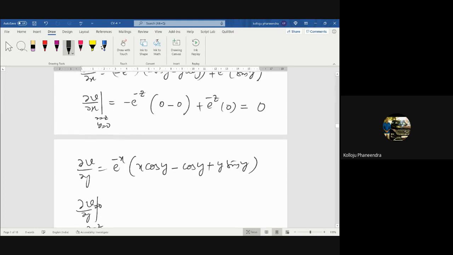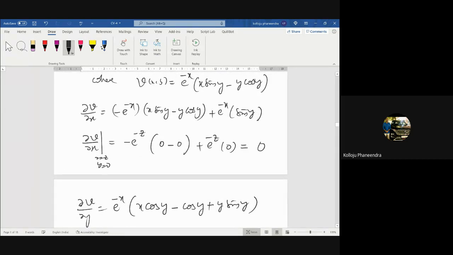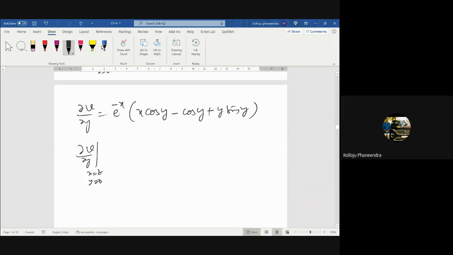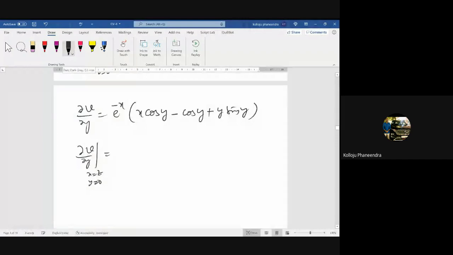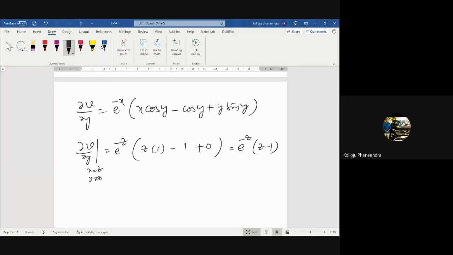Once again, let me check. This one is e to the power of minus x times (cos y, derivative of y is 1, cos y as it is, minus y times minus sin y), correct. Now ∂v/∂y at x equal to z, y equal to 0 is e to the power of minus z, cos 0 is 1, and the y value is 0. So this is e to the power of minus z into (z minus 1), I am getting.